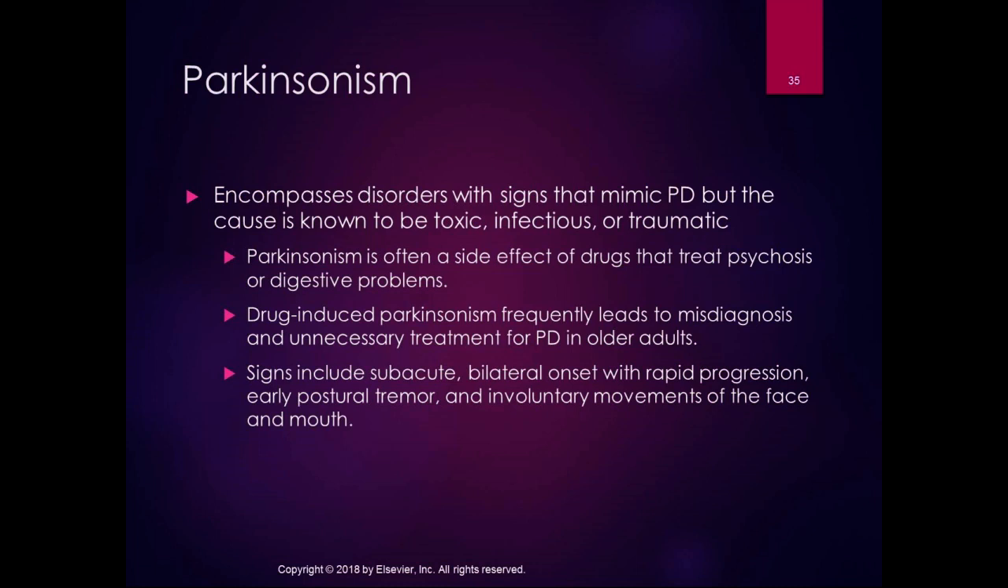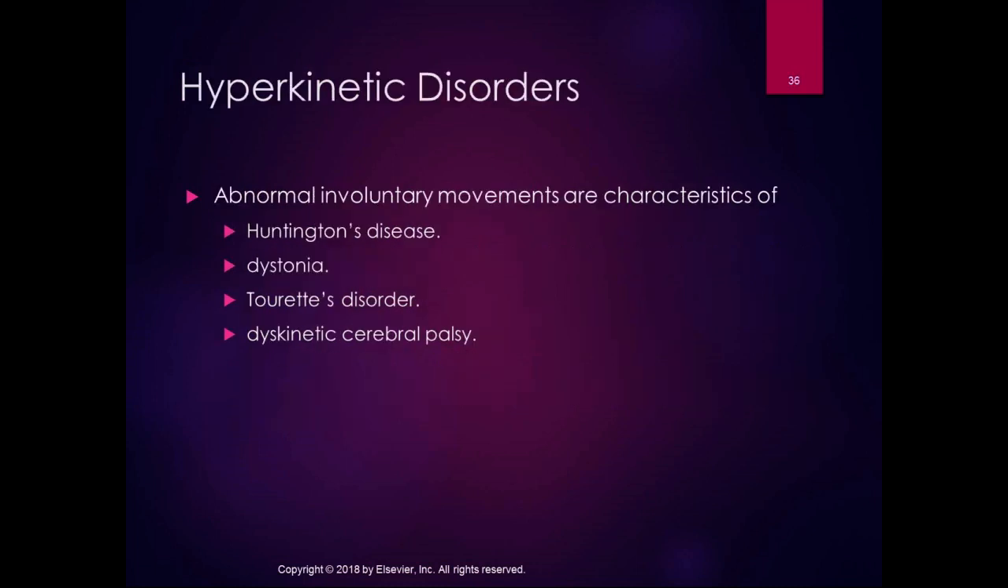Signs include subacute bilateral onset with rapid progression. So that's unlike idiopathic Parkinson's, which has unilateral onset and a slow progression. Early postural tremor and involuntary movements of the face and mouth. In the next section, we will talk about hyperkinetic disorders, which is sort of the opposite end of the spectrum.